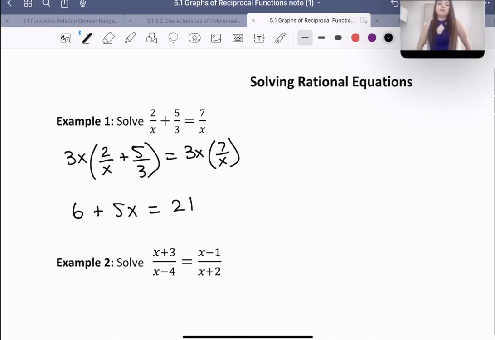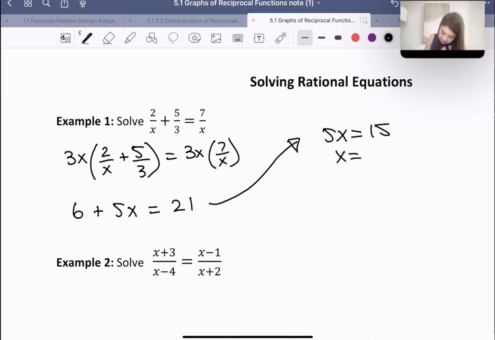This looks like something you probably could have solved 3-4 years ago, right? So now let's just solve our regular linear equation. 5x is equal to 15, which means x is equal to 3. So therefore, x is equal to 3 is going to be our answer.